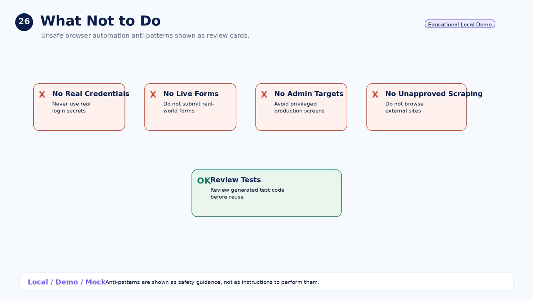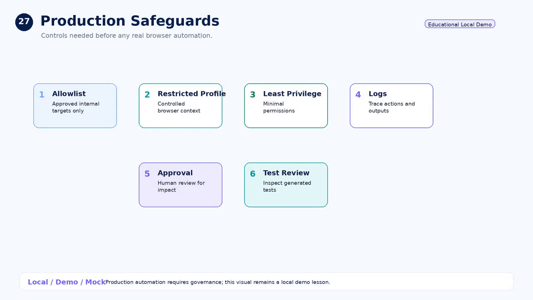Do not treat a model-generated test as final without review. Use the local demo pattern first, then add safeguards before expanding. With what not to do in mind, the next piece is production safeguards. If this pattern moves beyond a demo, safeguards become engineering requirements.